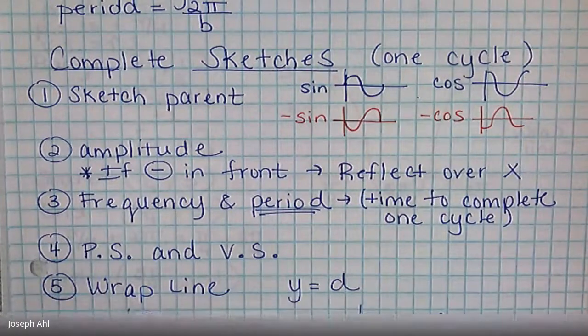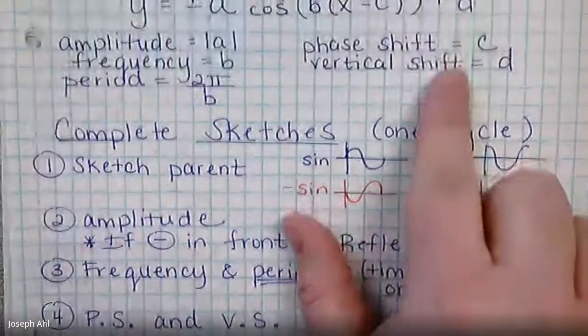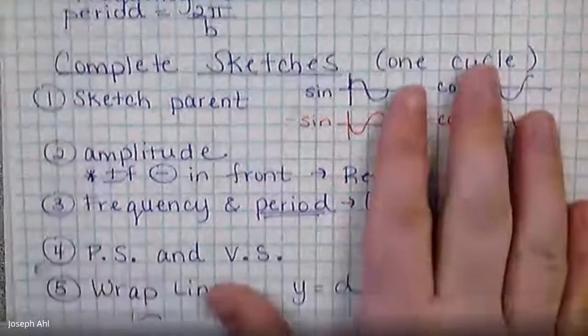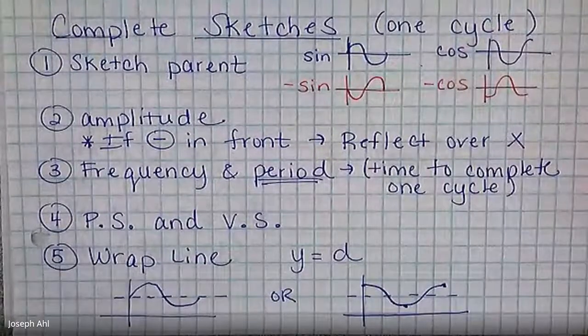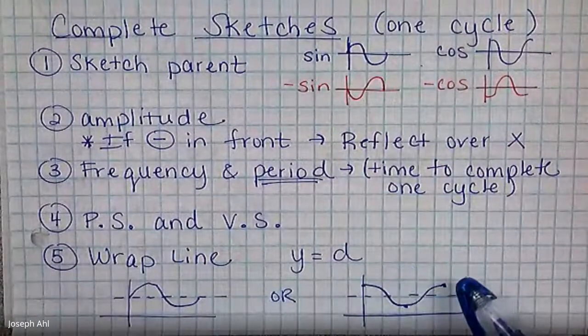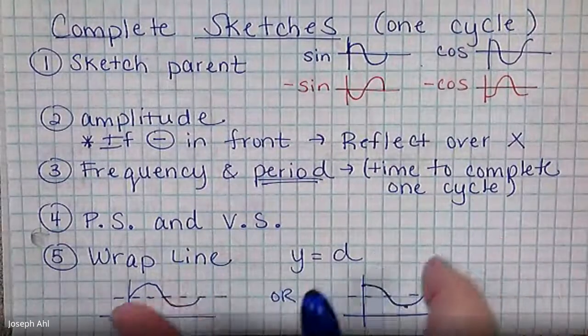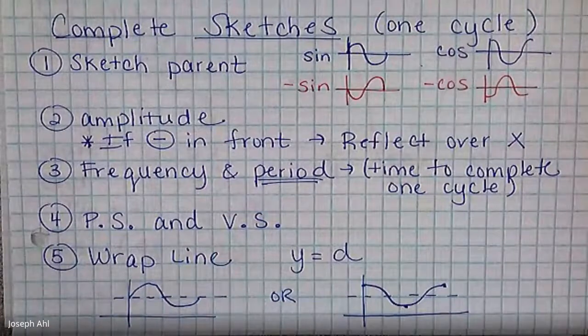The wrap line is the line y equals d, because wherever that vertical shift is, the plus d at the end there, if it moves the graph up or down, that's going to be the line that your function wraps around. So it might look something like this for normal sine x. It could look like this for cosine of x. And keep in mind, it doesn't have to be a vertical shift up. It could be down, and the wrap line, of course, could be below the x-axis there as well. Okay? So all important things that we want to think about when creating a sketch of one cycle.